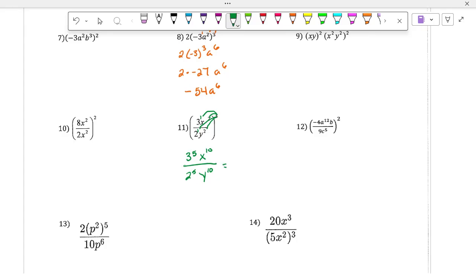So 3 to the 5th is 243. X to the 10th all over 2 to the 5th is 32. Y to the 10th. And they don't really have anything in common that I can tell. So we'll keep it like that.